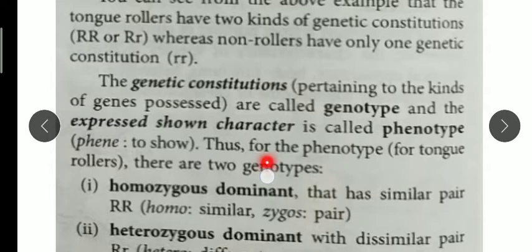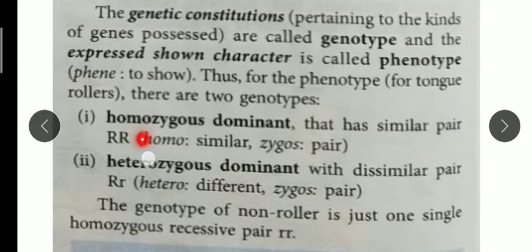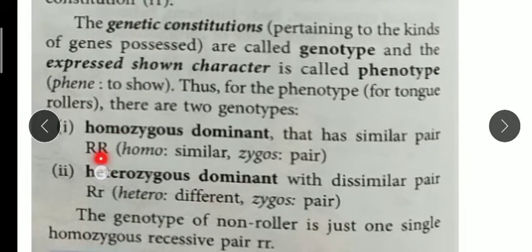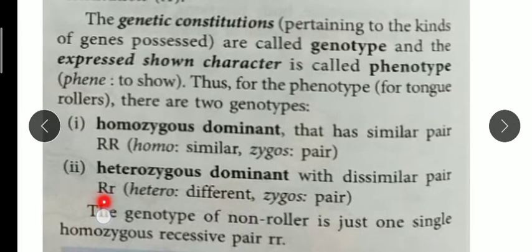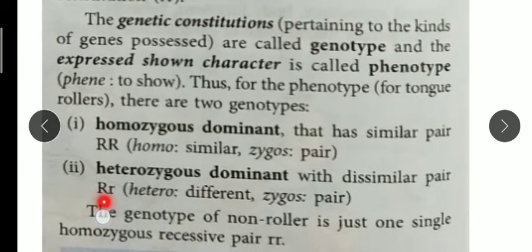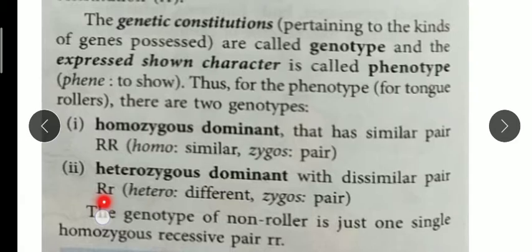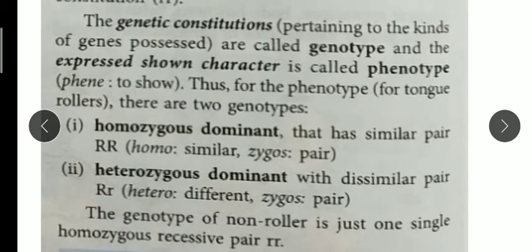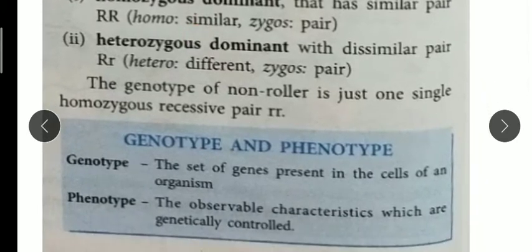So external character. For the phenotype of tongue rollers, there are two genotypes. First one is homozygous, purely dominant, made up of a similar pair. And heterozygous, made up of a dissimilar pair, but it has the dominant gene. So in both cases, the individual can roll the tongue because it has the dominant R gene, the tongue roller gene. The genotype of non-rollers, those who cannot roll the tongue, is the recessive rr, so they are unable to roll the tongue.